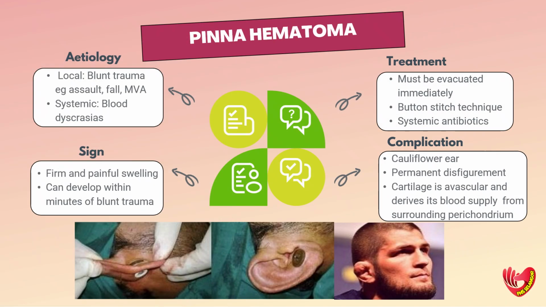Pinna hematoma occurs due to blunt trauma, causing blood to accumulate between the cartilage and the skin of the ear. It presents as firm, painful swelling that develops rapidly. Immediate evacuation of the hematoma using the button stitch technique along with systemic antibiotics is essential to prevent infection. If left untreated, it can lead to cauliflower ear due to disrupted blood supply to the cartilage. Prompt treatment is crucial to avoid permanent deformity.